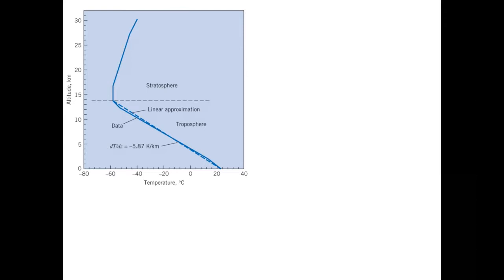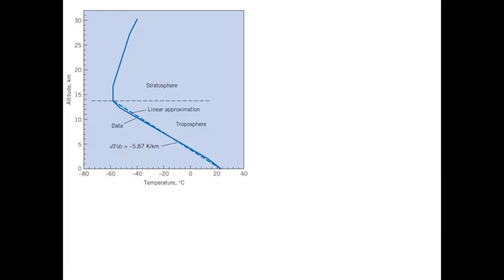There's also a typical change in temperature. Through the lower atmosphere, through the troposphere, there's a linear relationship between increasing altitude and a decrease in temperature. The slope of that line is called the lapse rate. You can see here dT to dZ. That's saying the change in temperature with an increase in elevation is 5 degrees per kilometer.